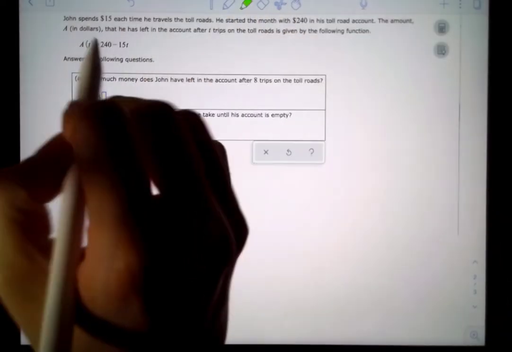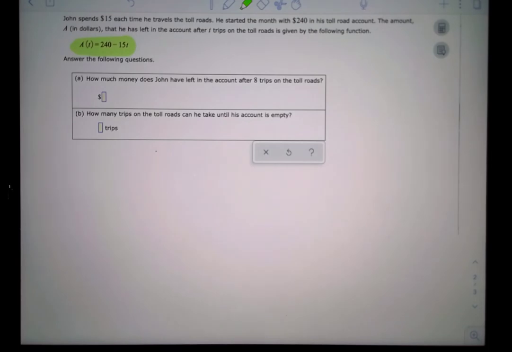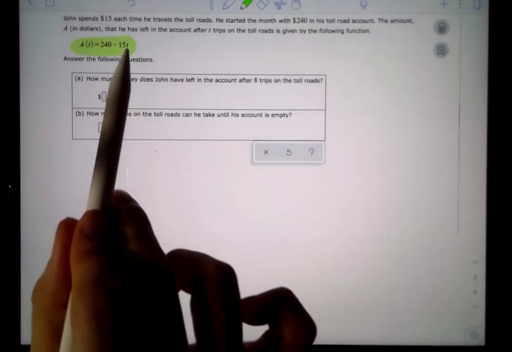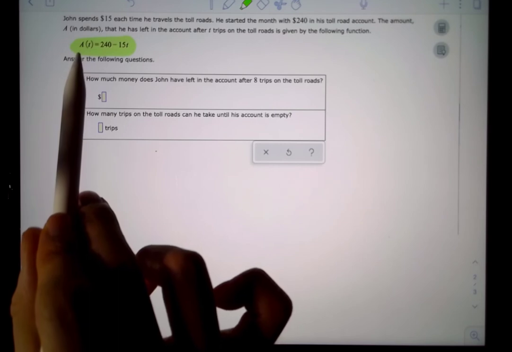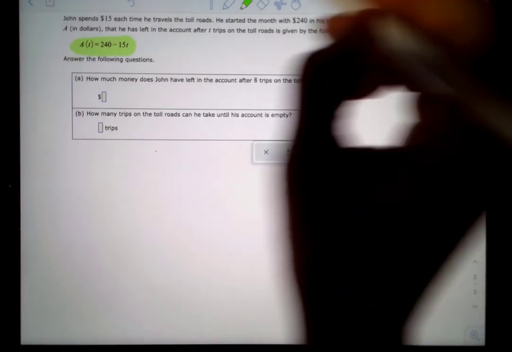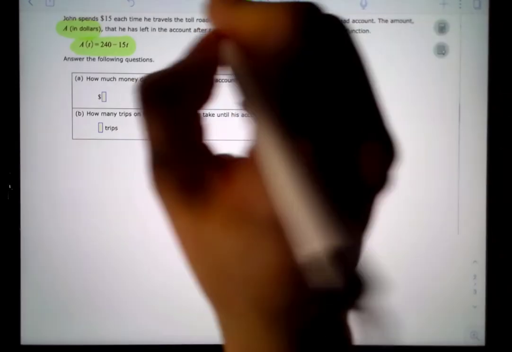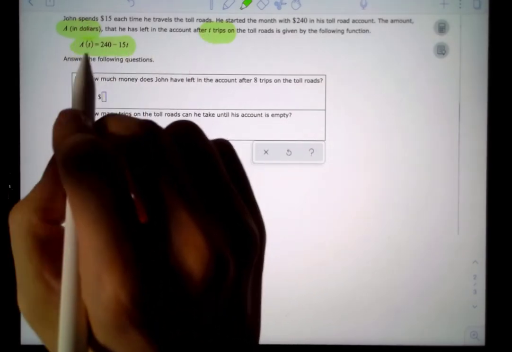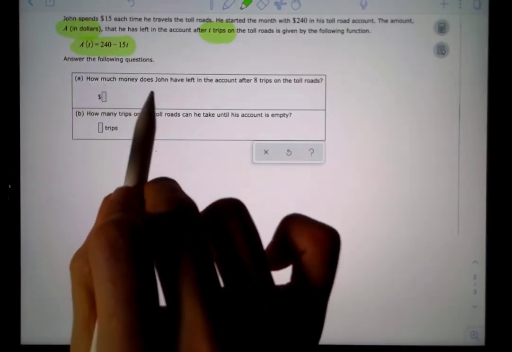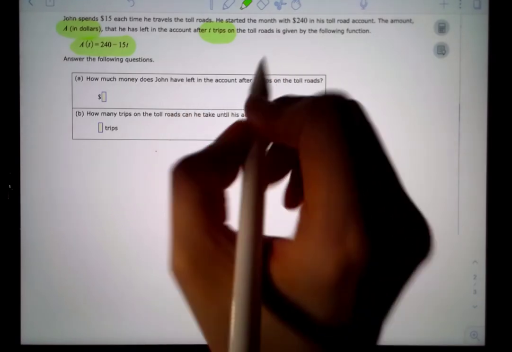So I have the function over here. $15 each time he travels the toll road. And he started with $240. And A is the money left in the account after T trips. So it's a similar type, right? It depends on the number of trips. The function represents the money left in the account. Alright? So look at this. A is the dollars, T is trips, right? And then this input is T, output is A, right?